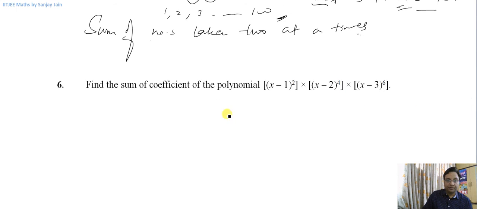Let us look at this one. Find the sum of coefficients of this polynomial.